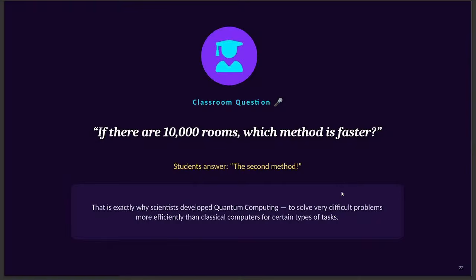Now moving on to another example, if you see here. Now let me ask you a question. Imagine there are 10,000 rooms. I will be giving you two scenarios. Method one is to check every room one after another. Method two is using a smart searching method based on quantum principles. Can anyone say which method is easy?